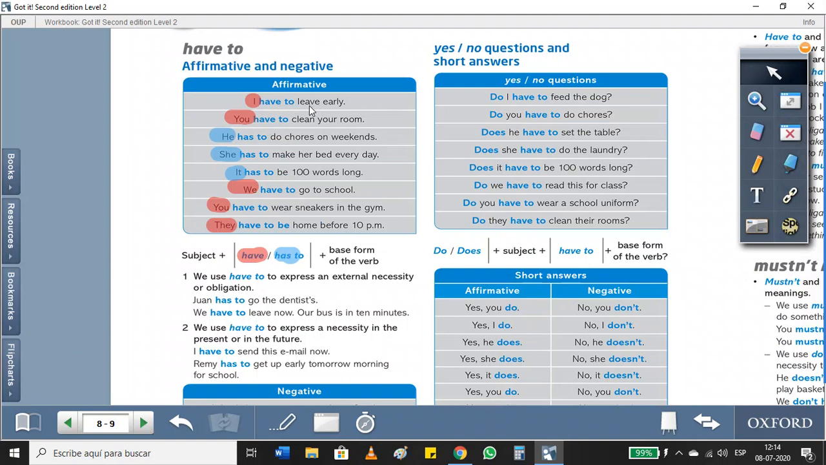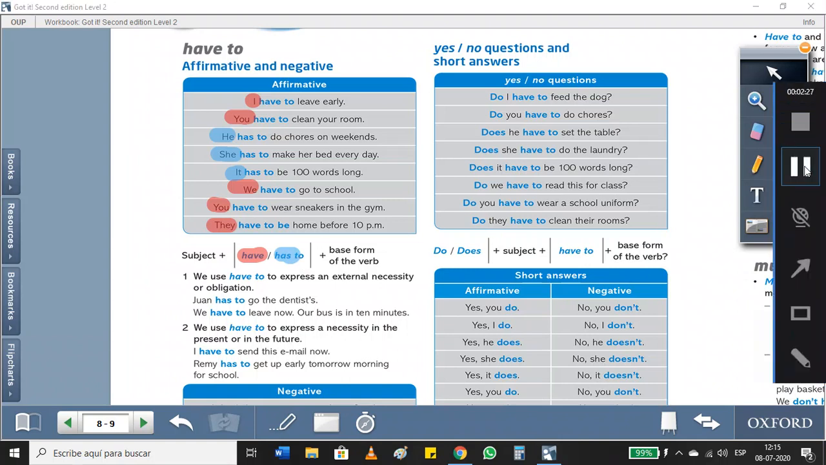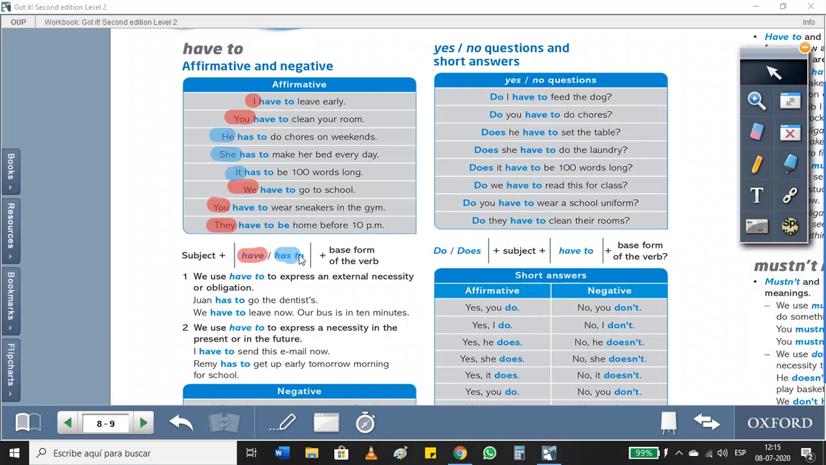Y el verbo va normal. Okay? So, guys, remember, we need, for example, I have y un to. Necesito el to obligatoriamente. Necesito el to with both, with have and has. For example, she has to make her bed every day. We have the subject, then we have has to and the verb, right?